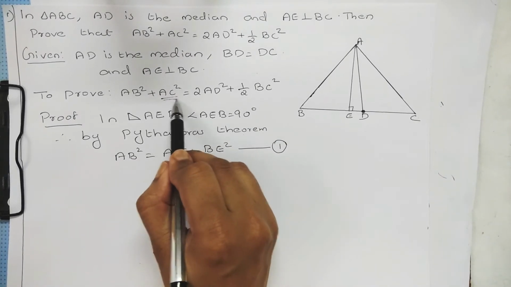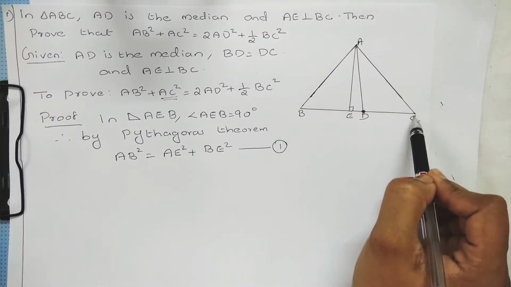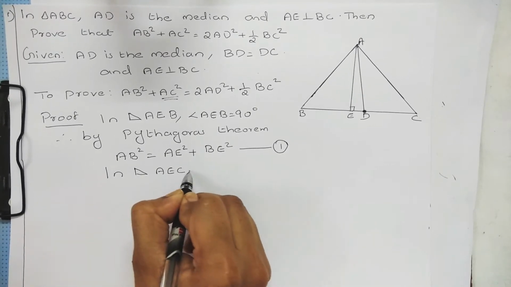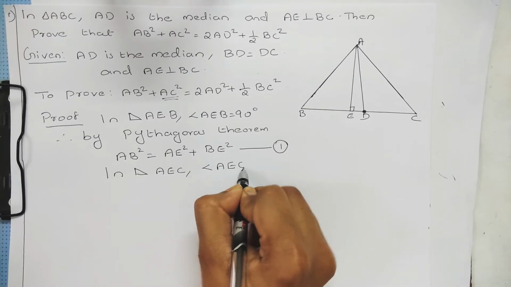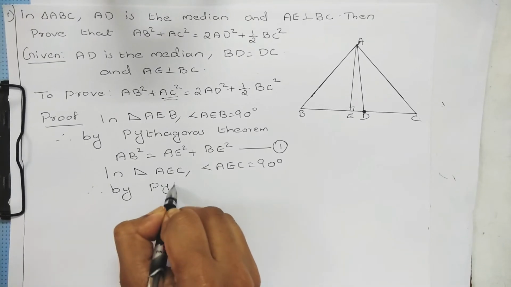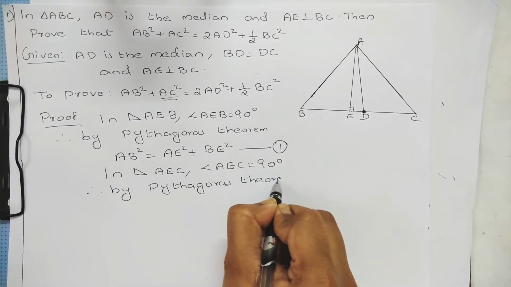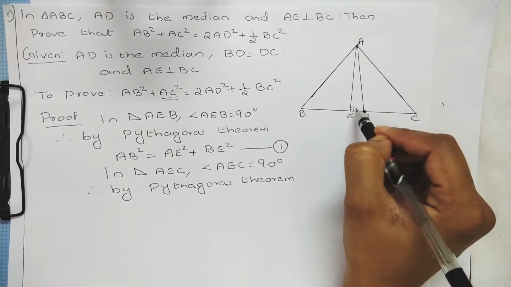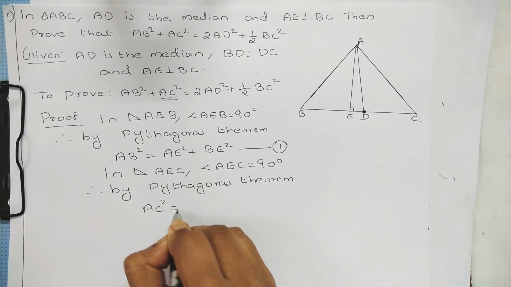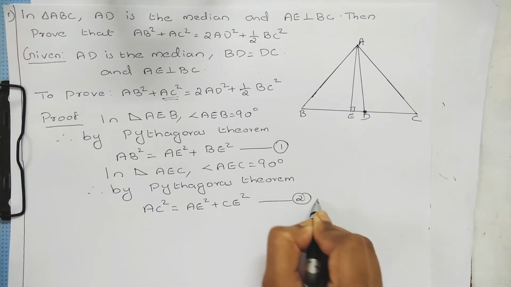Now, which one you have to get? AC you have to get. Which triangle you have to consider? Consider the triangle AEC, right? In triangle AEC, same, angle AEC is equal to 90 degrees. Therefore, by Pythagoras theorem, we can write what? Opposite to 90 degrees, it is AC here. So, AC square is equal to AE square plus CE square. Put that as equation number 2.